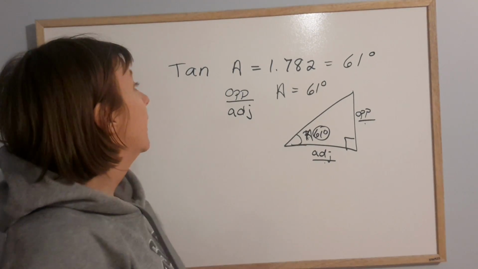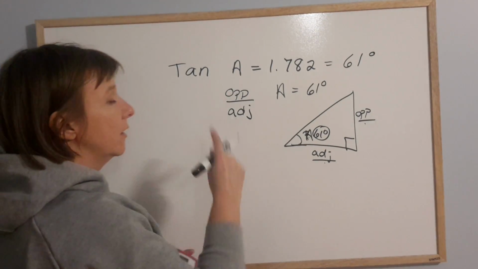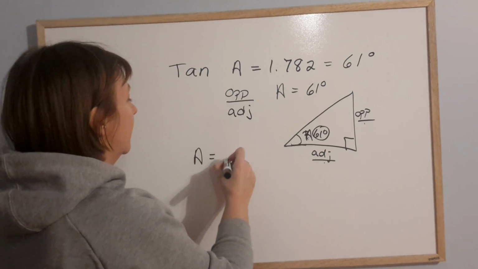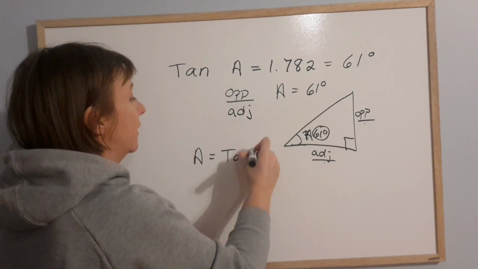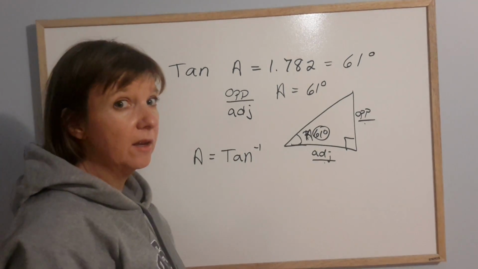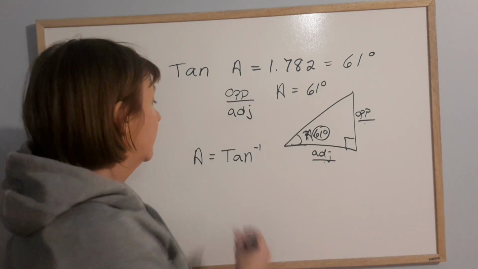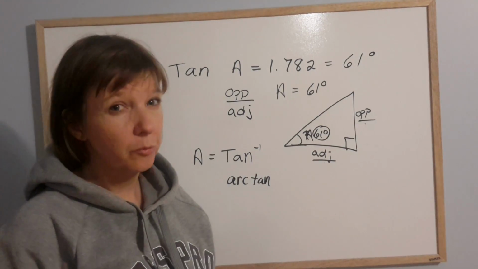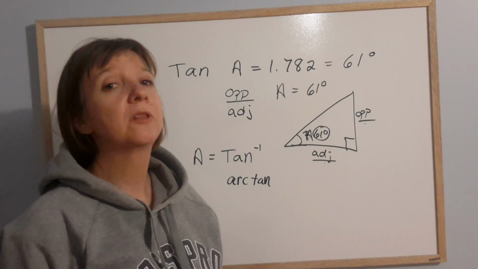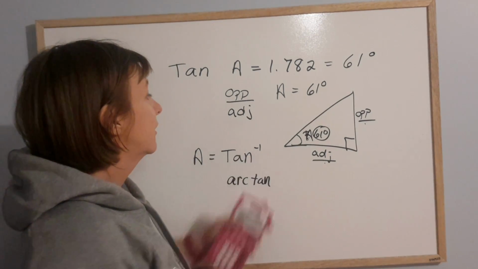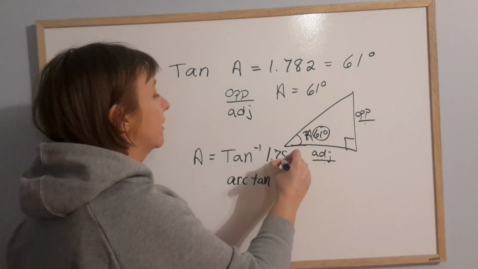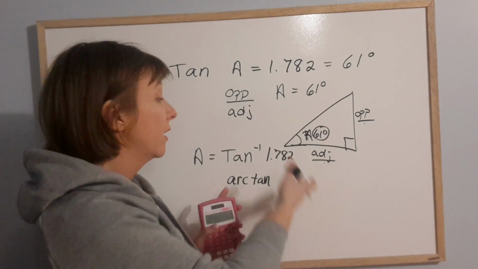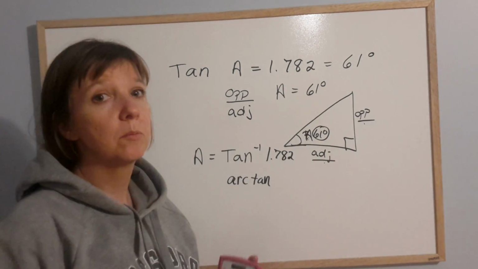So again, when you hit shift tan, what it looks like is a little tan with a -1. It's actually called arc tan, but that's a really old word for it. They don't use that so much anymore, but that's what it's called. So arc tan of 1.782. You hit shift tan of that and it'll spit out the number 61.